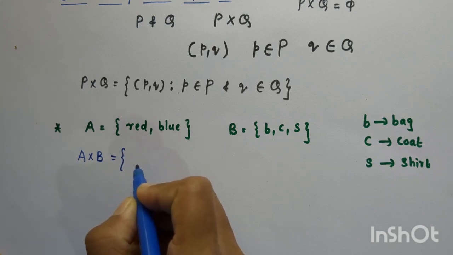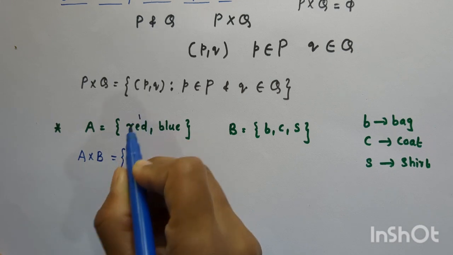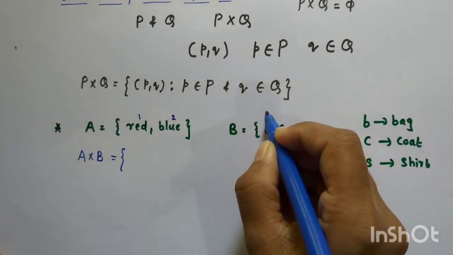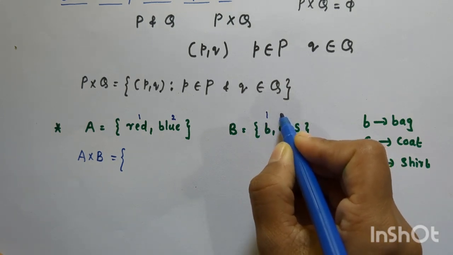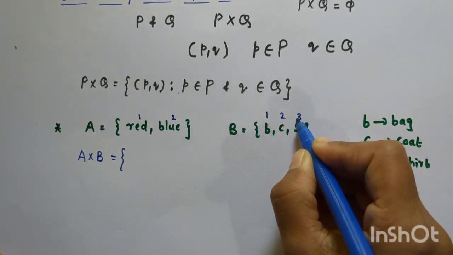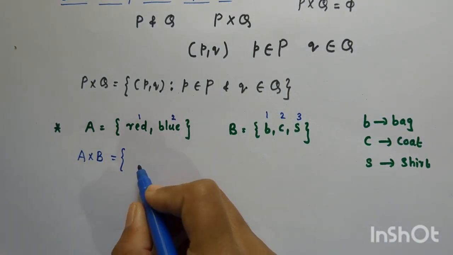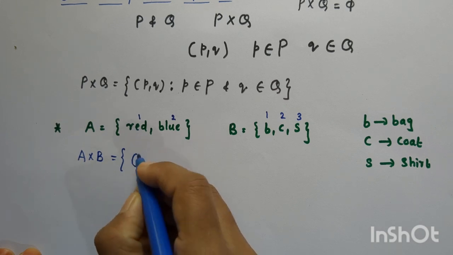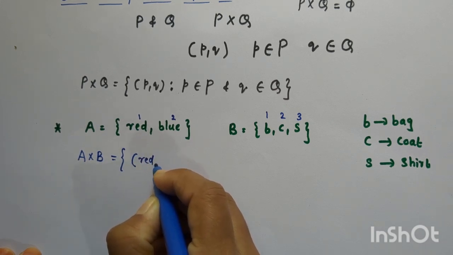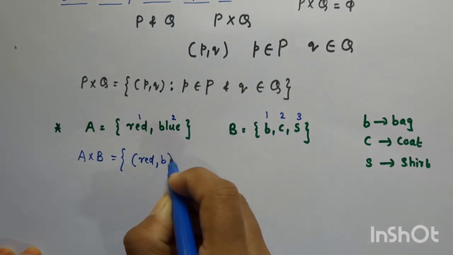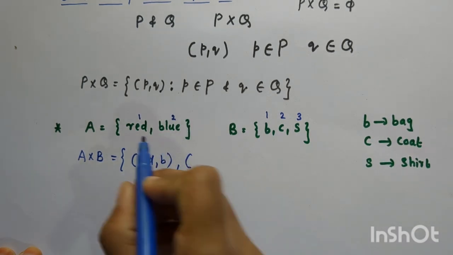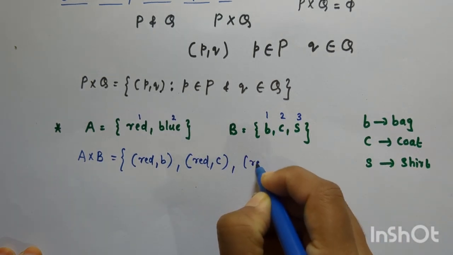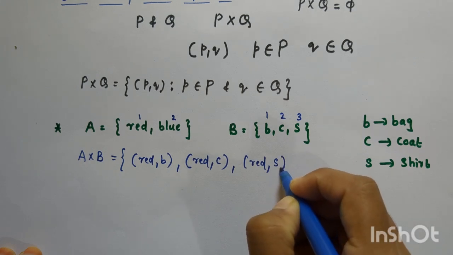So the first ordered pair will be how? The first element in A is red, the second element in A is blue. Now the first element in B is b, the second element in B is c, and the third element in B is s. Now to write A cross B, you just want to write the ordered pairs. In the ordered pair, you write the first element of A, that is red, comma, first element of B, that is b. Comma, next ordered pair, first element of A, comma, second element of B. Now, first element of A, third element of B.